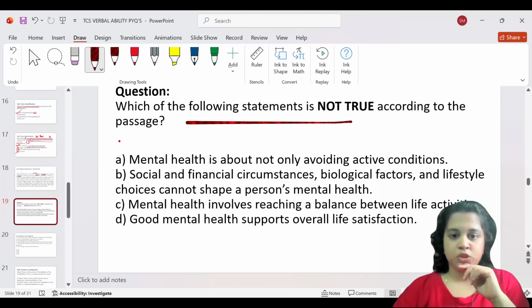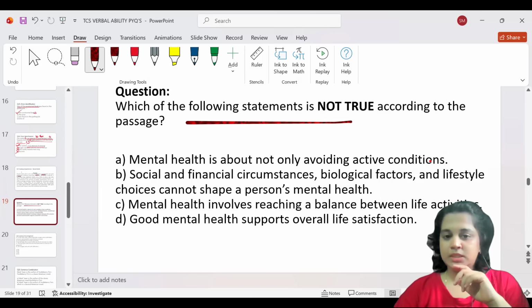So, let us choose the option that is not true. Mental health is about not only avoiding active conditions. The passage does not talk about this. Social and financial circumstances, biological factors, and lifestyle choices cannot shape a person's mental health. It is not true. It can. Okay, so option B.